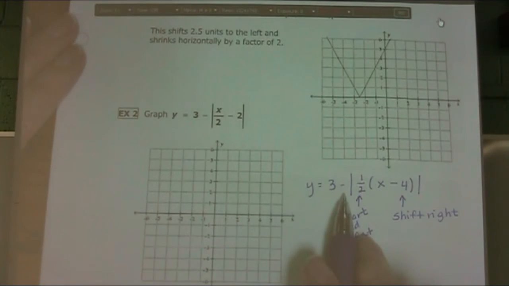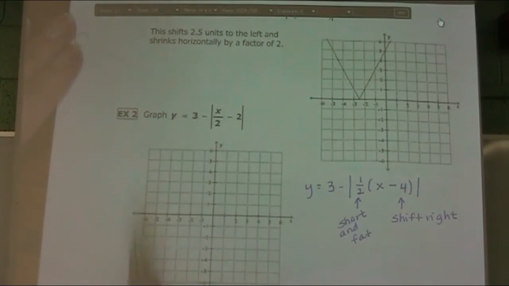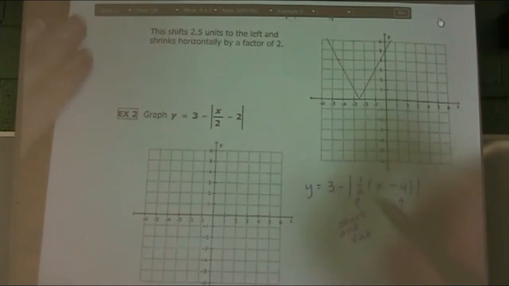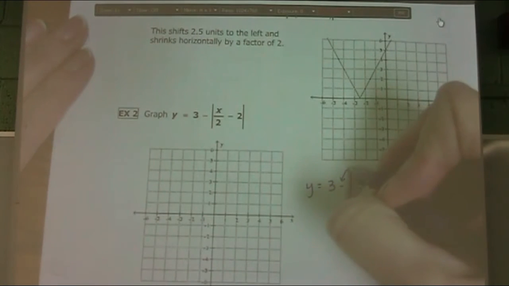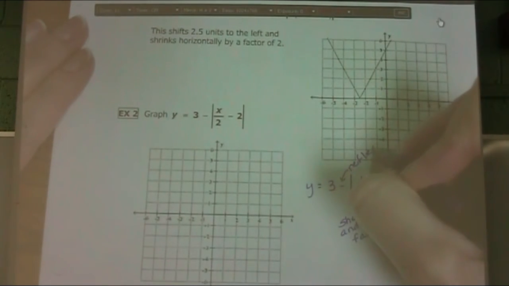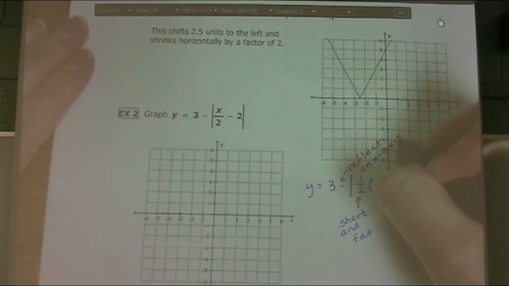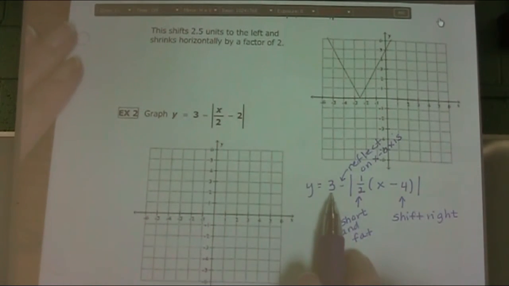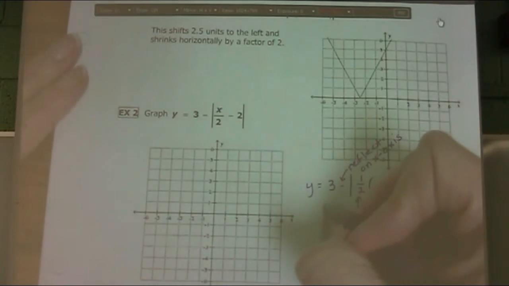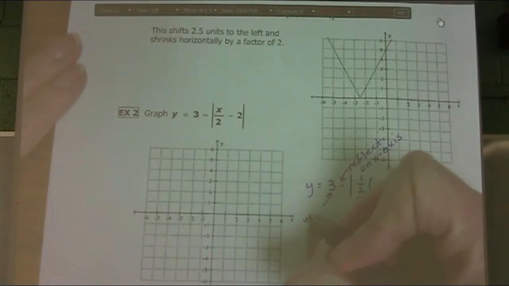We've got a negative in front of the absolute value bars. And if we go up to the top, we remember that means it's going to reflect to the bottom side of the x-axis. It's going to flip it upside down. So we're going to do that. And then if we have a 3 in front, that's like a plus 3. And the plus 3, we said, is going to shift it up 3 units. So it's going to go up 3.